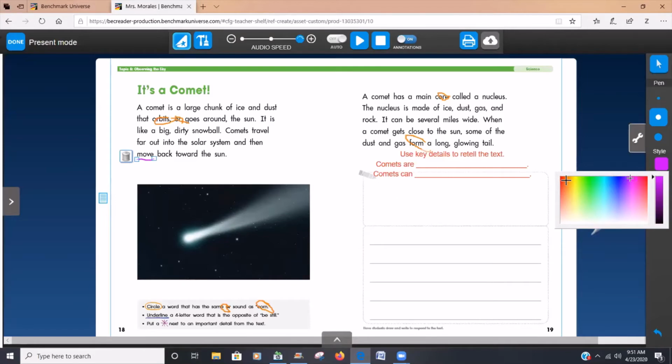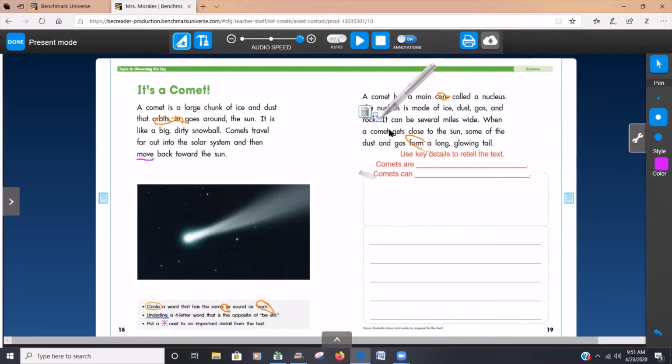Remember to click there. When you're annotating, think of your detail. And my key detail is this one. It can be several miles wide. That means it could be very, very big.